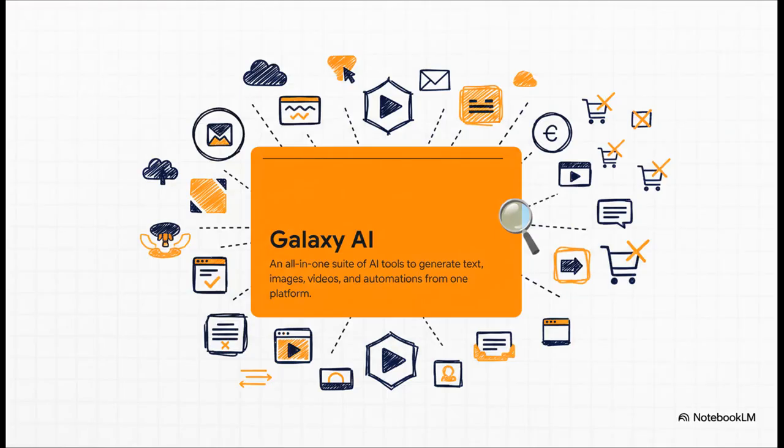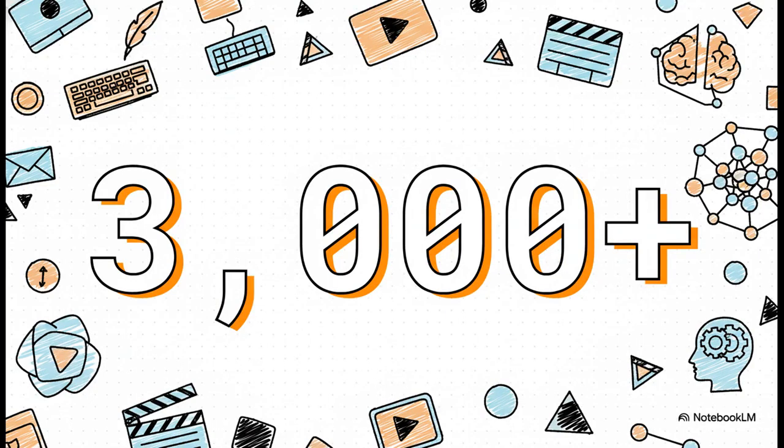So what is this thing exactly? Well, at its core, Galaxy AI isn't one single AI model. Think of it more like a massive hub that pulls together thousands of different AI tools and capabilities into one single dashboard. The whole idea is to stop you from juggling dozens of different subscriptions and browser tabs just to get a project done. And when I say massive, I am not kidding. We're talking about a platform that integrates over 3,000 different AI models and tools. That's a huge, almost overwhelming number.